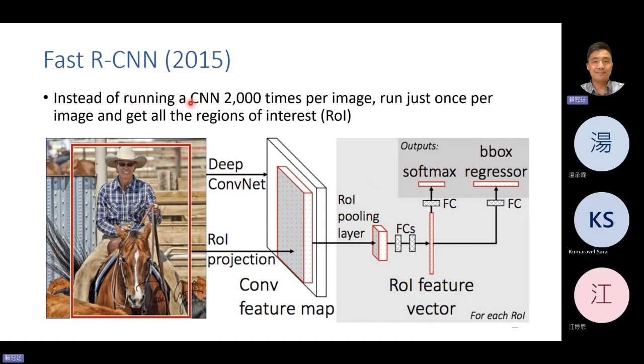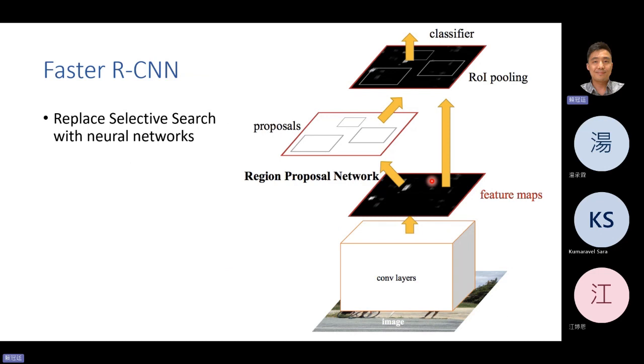So instead of running the CNN 2,000 times, why not extract the CNN features of the whole image once? So it will run just once per image, and then we apply the region proposals on the same feature map. We apply the regions of interest, RoI, on different parts of the image, and then predict the bounding box regressor and the softmax classification.